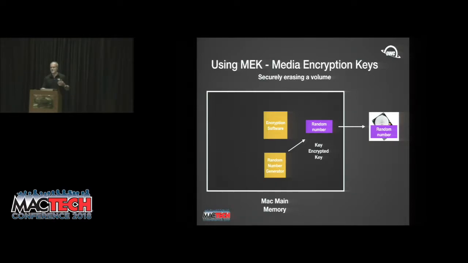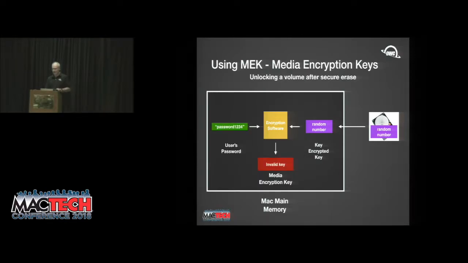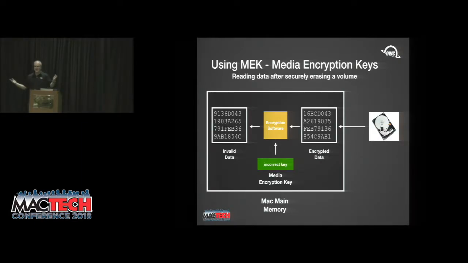So if we want to securely erase this, all we need to do is generate a random number and store the random number on the disk. Then when we try to mount the volume and enter the password, we decrypt this random number with our password and end up with an invalid key. And when you go and read, what are you going to get? You're going to get garbage. Great, that's really fast. You've rendered that media completely unreadable, and all you've done is write 32 bytes out there.